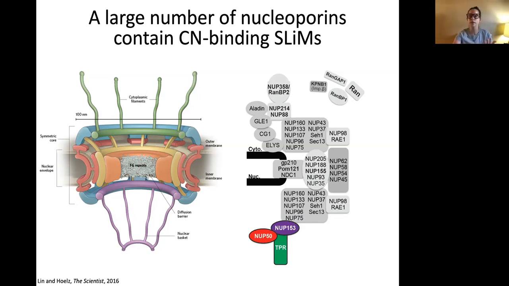And just as a jumping off point, we wanted to see whether any inhibition of calcineurin could affect the rate or extent of transport of a commonly used nuclear transport reporter, just to get a feel for whether calcineurin was actually affecting transport.